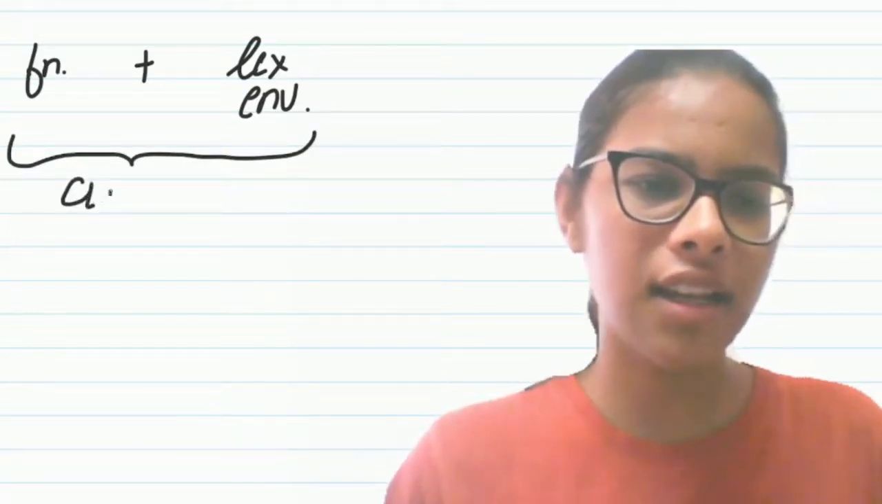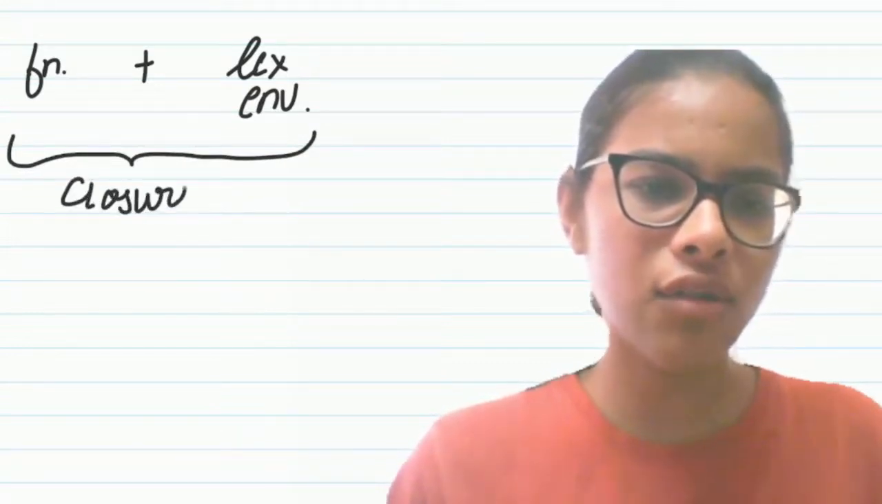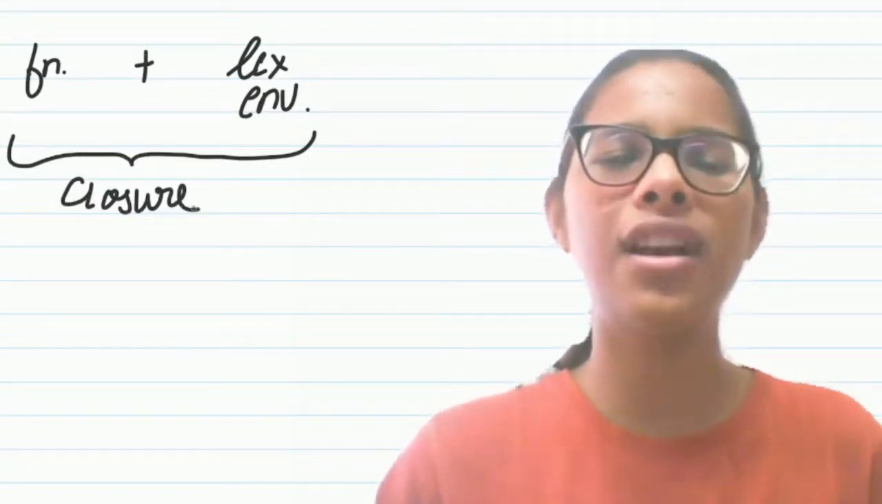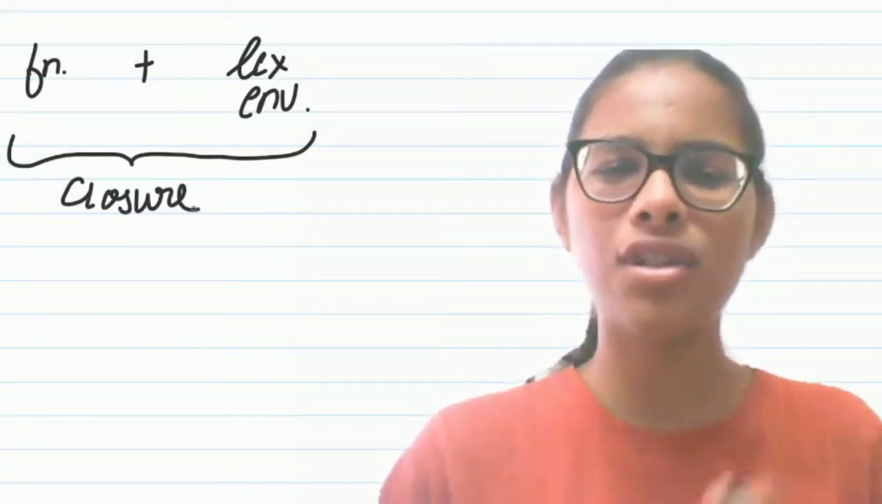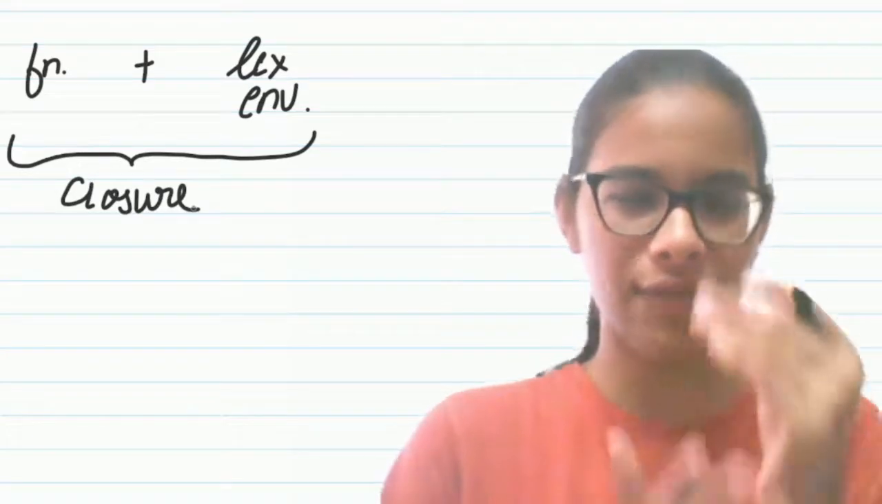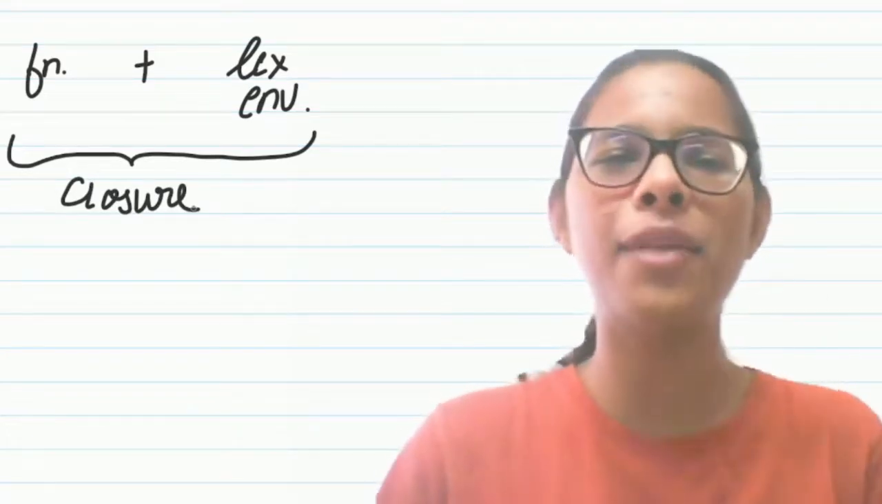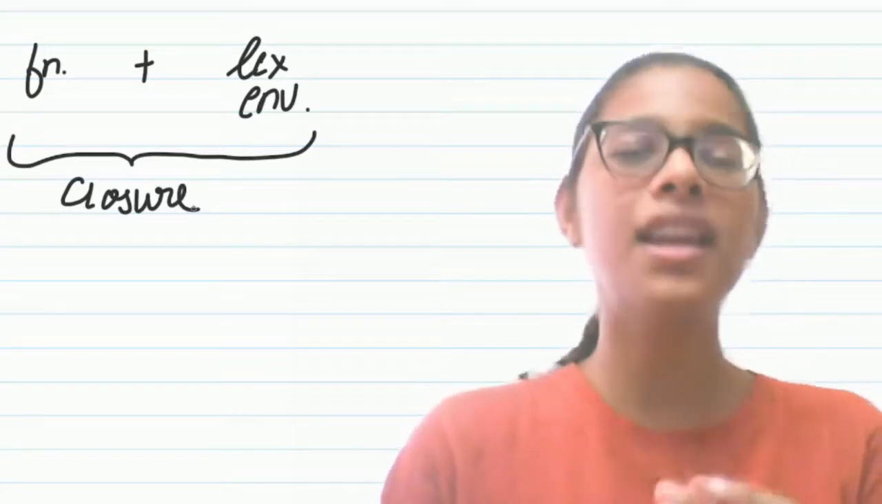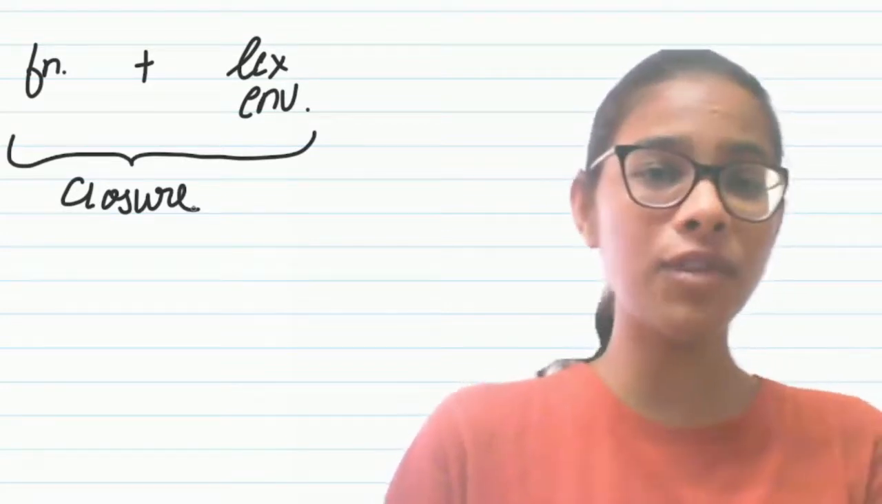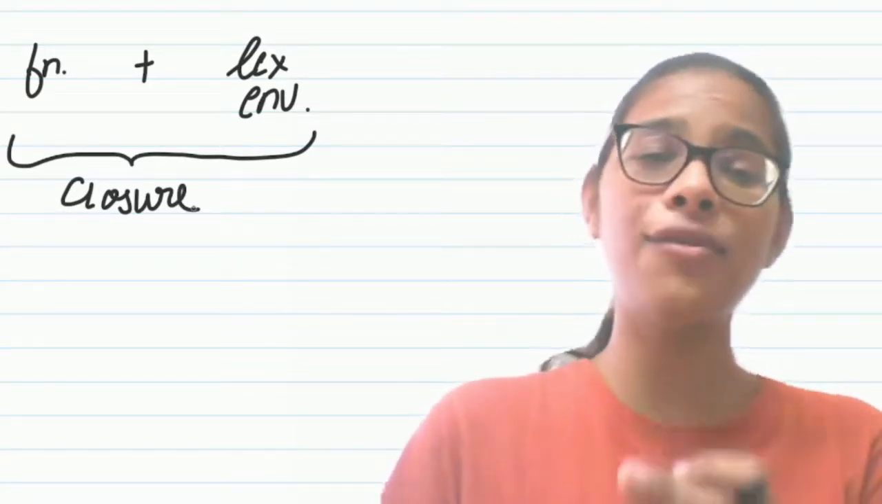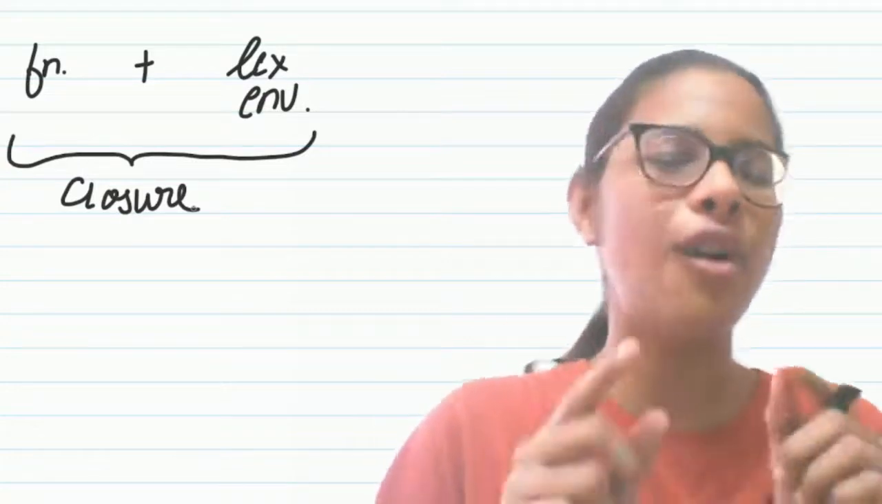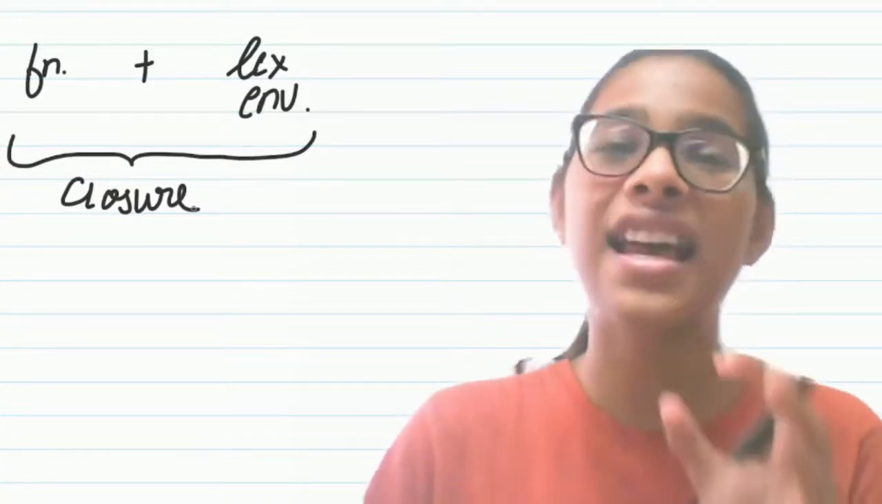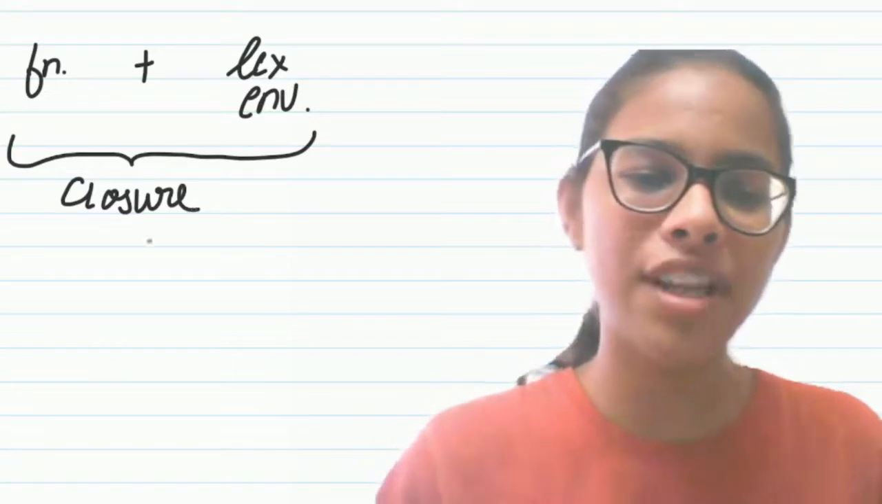It is closure of that particular function. So, what is a closure? Closure is the function itself and lexical environment of the function. What is a lexical environment? It's the local memory of the function and the reference to the lexical environment of its parent, known as the lexical environment of a particular function.